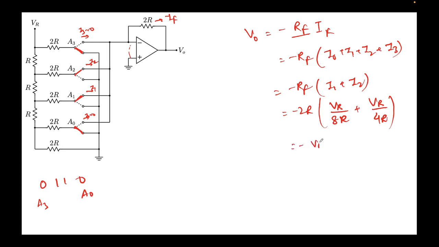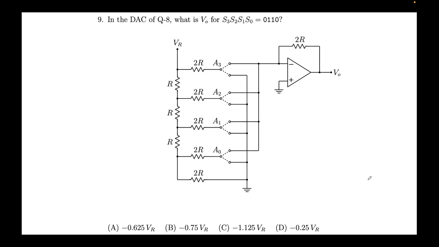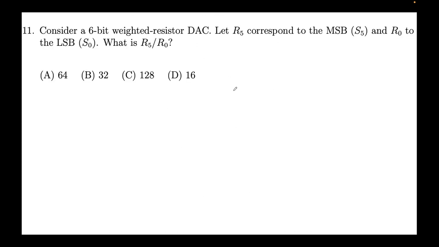So we'll take minus VR common. So 2R over R, if you multiply it inside, it will be 1/4 plus 1/2. Right, 1/4 plus 1/2, that's 0.25 plus 0.5, so minus 0.75 times VR. So I'm getting minus 0.75 times VR, just ignore that formula. And that happens to be option B. So it's a very straightforward problem.